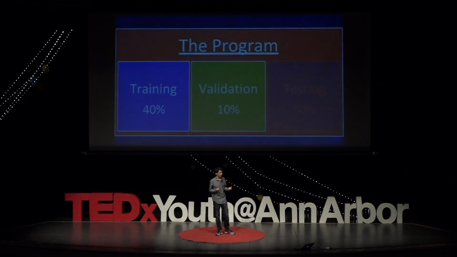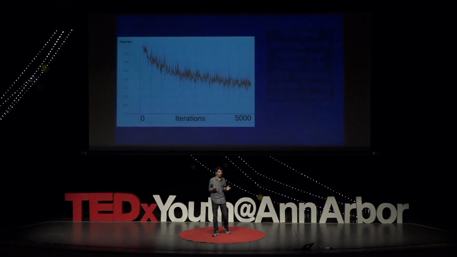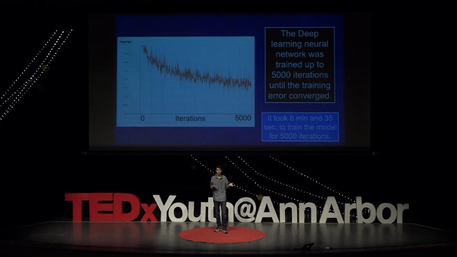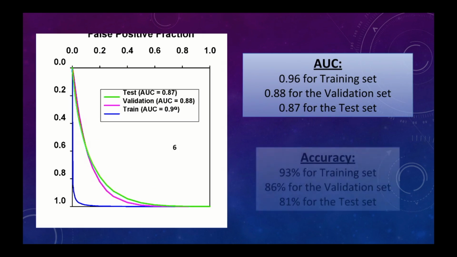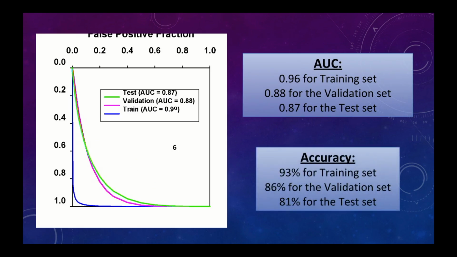So for the program, I split it 40% training, 10% validation, and 50% testing. And I was able to get the best accuracy of the model, trained by 5,000 iterations at a learning rate of 0.01. I was able to actually understand the processing and see how accurate it was in processing the model.